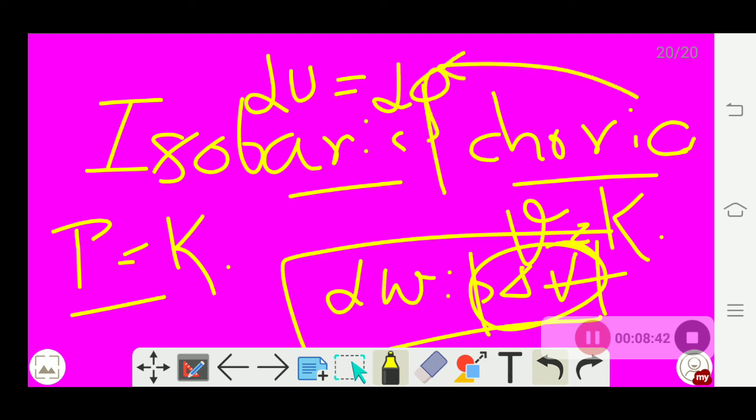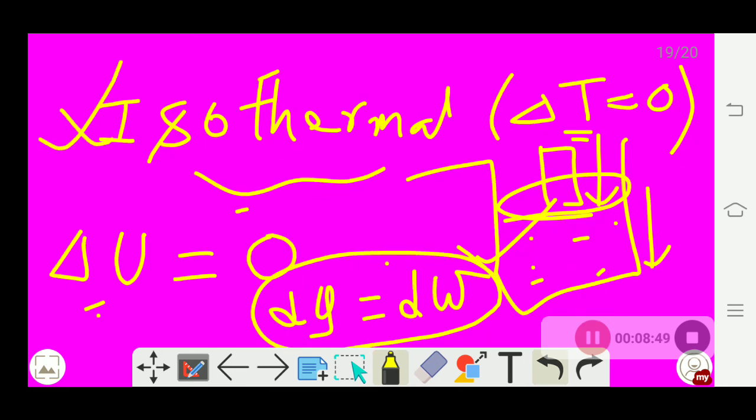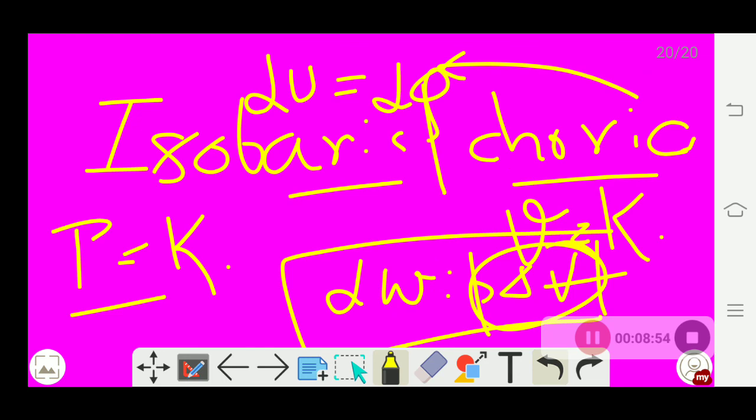Okay, so these are the various forms of the first law of thermodynamics in various kinds of systems. Also for cyclic process, this isothermal condition will prevail. So this is all about the first law of thermodynamics basics.